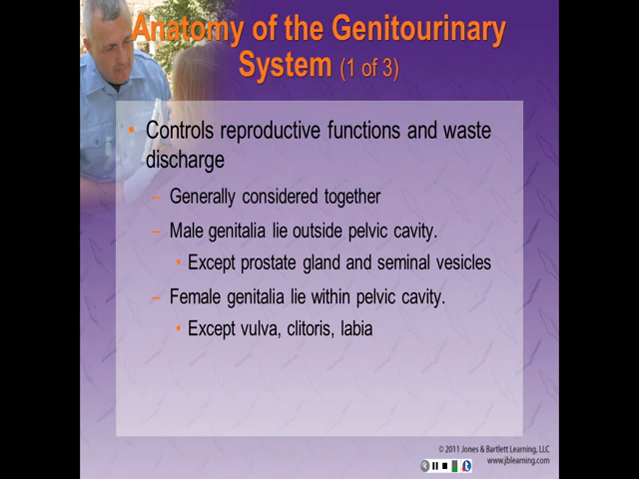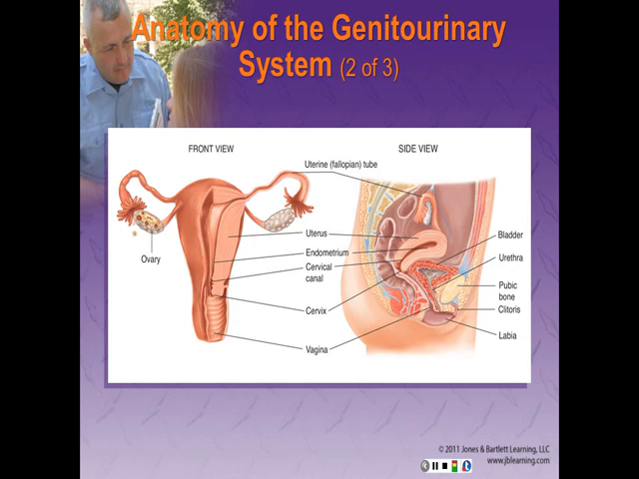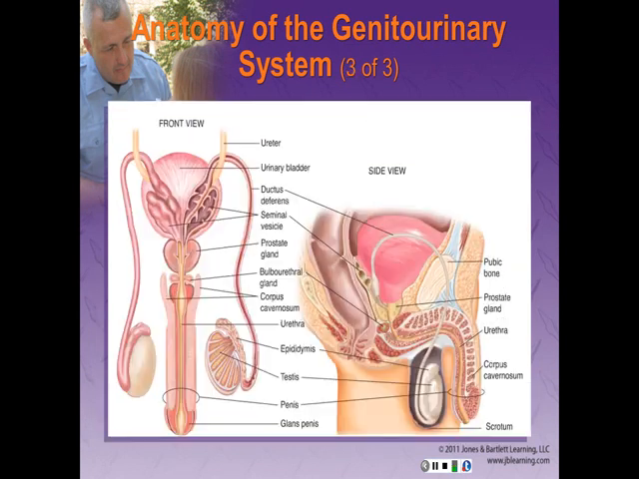The genital system controls reproductive processes, and the male genitalia lie outside of the pelvic cavity except for the prostate gland and seminal vesicles. The female genitalia are contained entirely within the pelvis, with the exception of the vulva, clitoris, and labia. The reproductive organs allow for production of sperm and egg cells and appropriate hormones, the act of intercourse, and reproduction. You can see here a front and side view of the female reproductive system, and here is a front and side view of the male reproductive system.